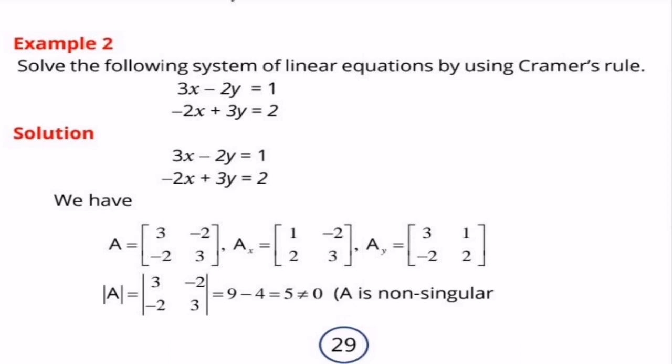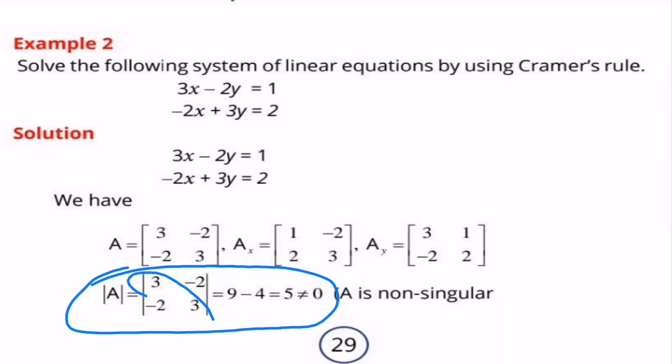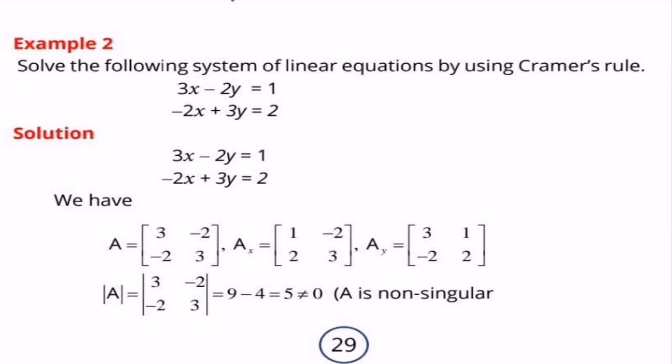Now first we have to find the determinant of A. Determinant of A is equal to 3 times 3, the product of the diagonal elements, 9, minus the product of the non-diagonal elements, minus 2 multiplied by minus 2, which is 4. So 9 minus 4 is equal to 5. 5 is not equal to 0, so A is non-singular.